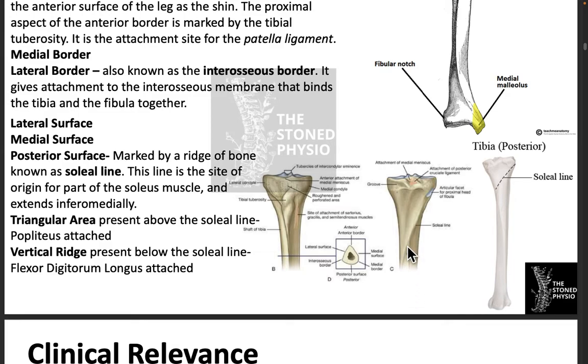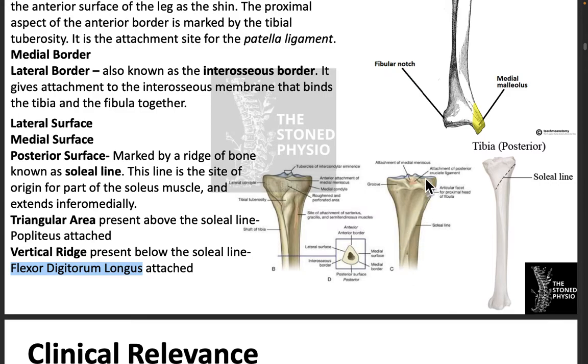It provides the attachment for flexor digitorum longus. Just remember the name of the muscle, that is the flexor digitorum longus, this one. We can see that this muscle has its origin or its attachment on this vertical ridge, and we can talk about the origin of the soleal muscle on the soleal line.